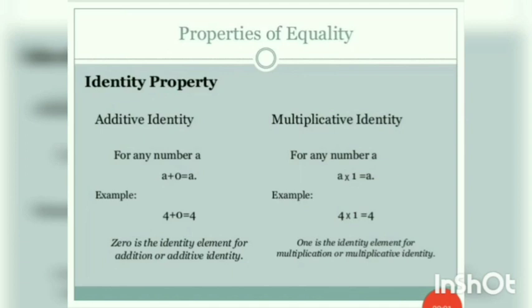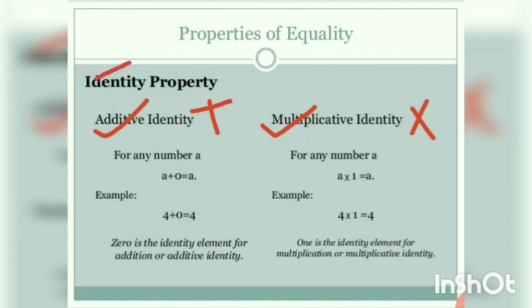Today we will discuss about identity property. We are having two types of identity. One is additive identity and other is multiplicative identity. In case of addition, we will have additive identity, and in case of multiplication we will have the multiplicative identity.